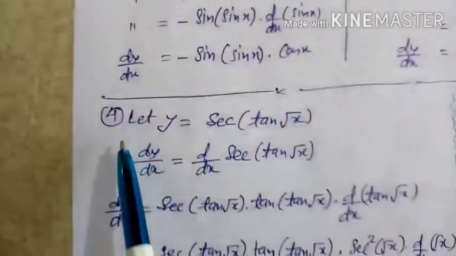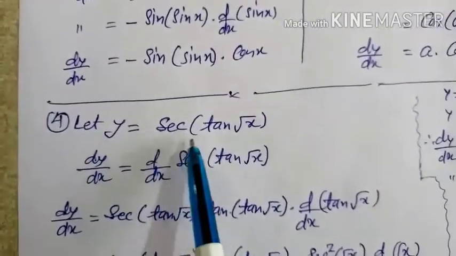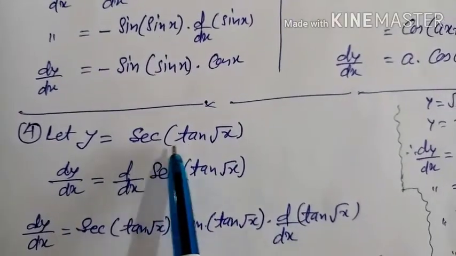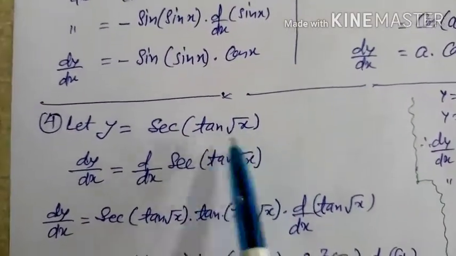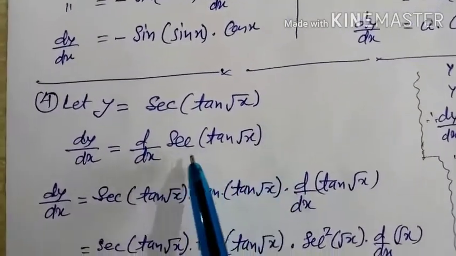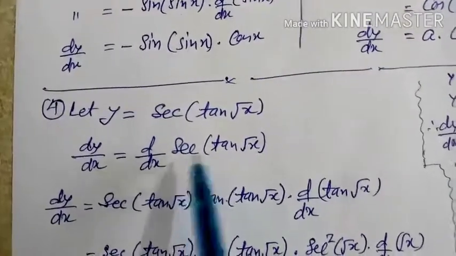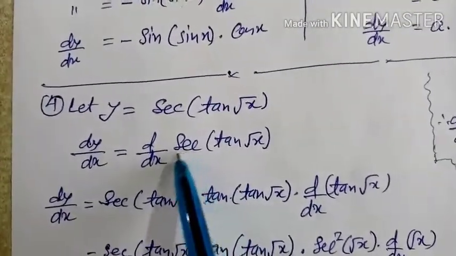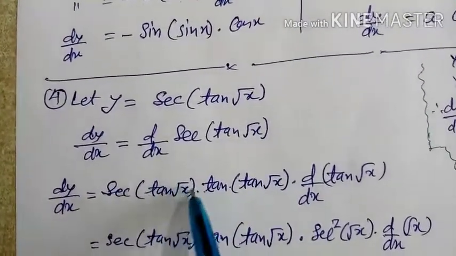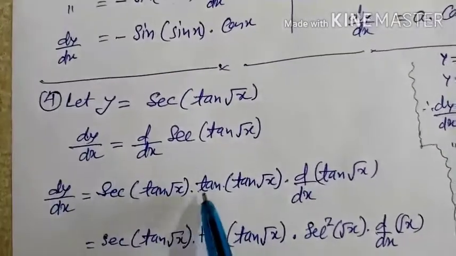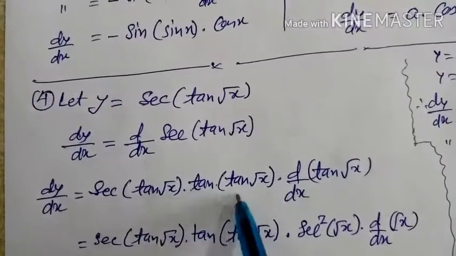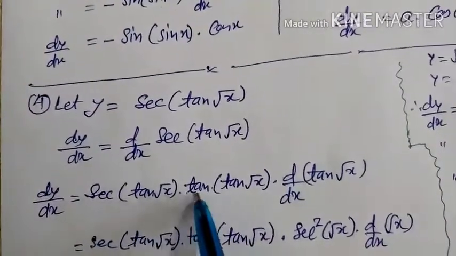Now one more question, question number 4. Let y = sec(tan(√x)). It is a function of a function. There are a total of 3 functions. First is the sec function, after that tan, after that under root x. So d/dx of sec(tan √x). The derivative of sec x is sec x tan x. Here this bracket is supposed to be x, so sec of this bracket into tan of this bracket.